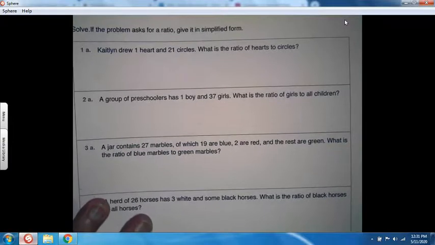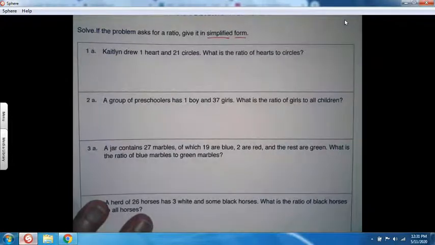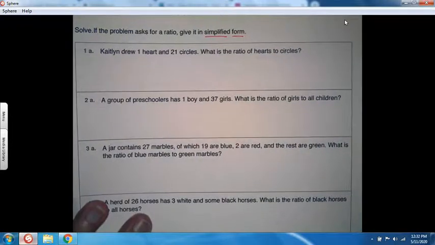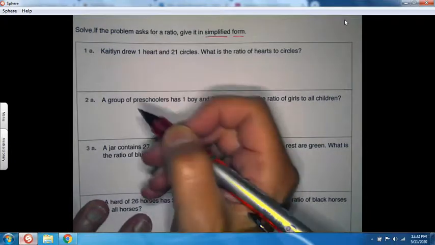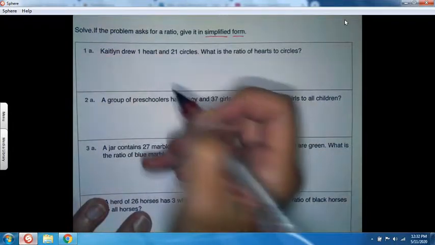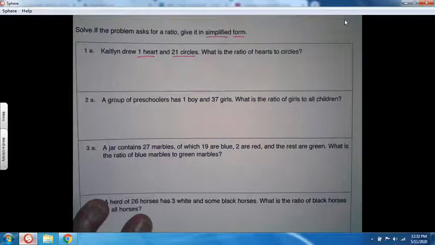And the key is you always have to read the directions, simplified form. Okay, so Caitlin drew 1 heart and 21 circles. When I'm doing these word problems, I underline what they're talking about. It just helps me understand it a little bit better. That way I don't have to spend a lot of time looking back through the words, especially if they're words we don't need, because they do that in word problems sometimes.